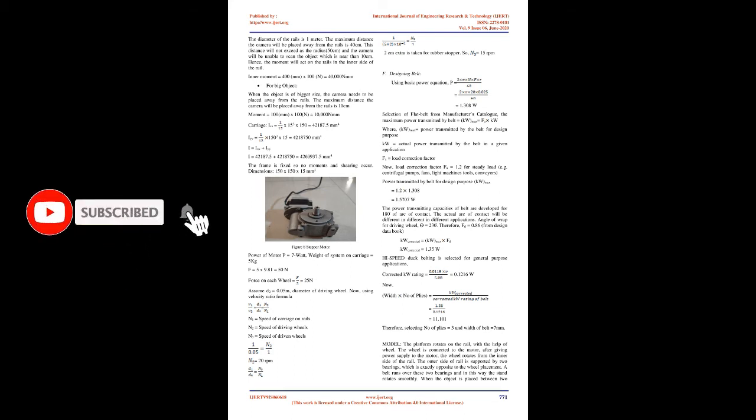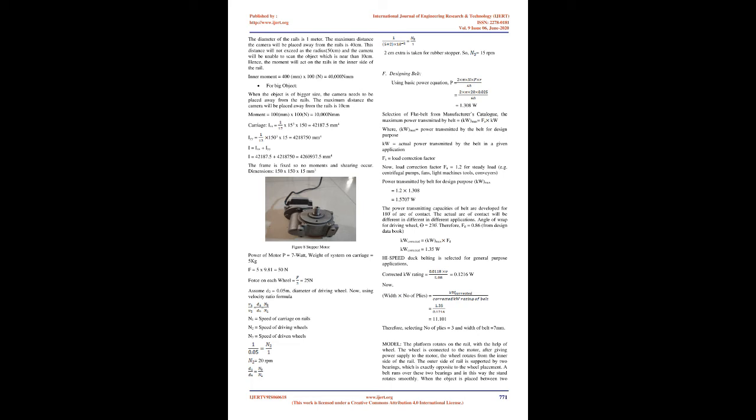Figure 8. Stepper motor. Power of motor P equals 7 watt, weight of system on carriage equals 5 kilograms. F equals 5 x 9.81 equals 50 N. Force on each wheel equals 25 N. Assume D2 equals 0.05 m, diameter of driving wheel. Now, using the velocity ratio formula, 2 cm extra is taken for the rubber stopper.